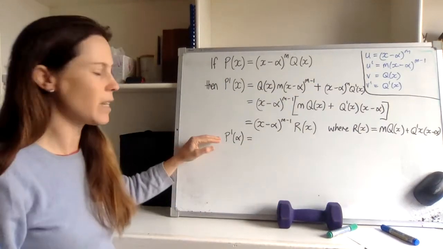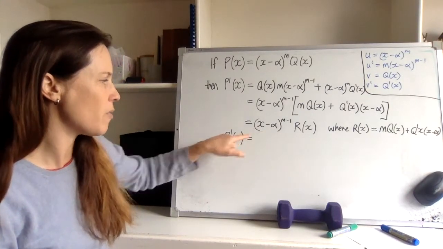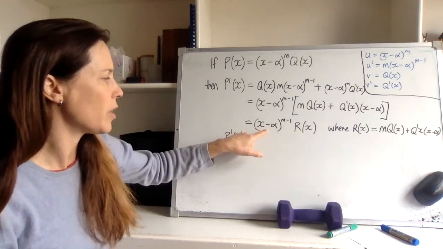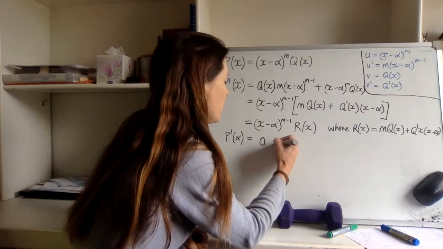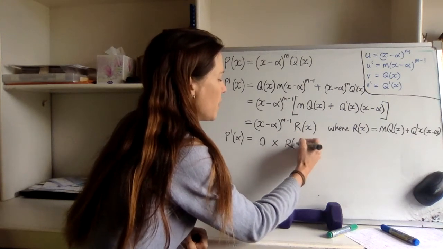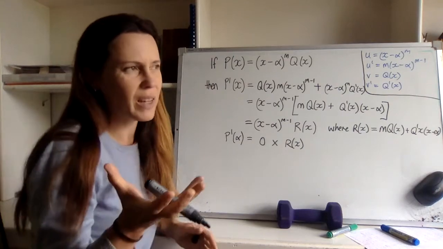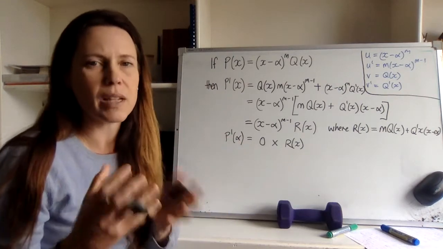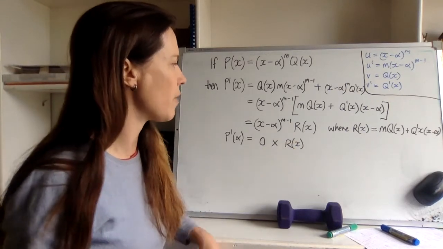Now let's come down to here and have a think about what will happen when we sub x equals alpha into this. Again, we're going to have 0 multiplied by something, but it's important to consider what that something will be. Because if it's also 0, then we've found a factor, but it doesn't have a partner. It sort of doesn't make sense. So let's consider what would happen if we found r of alpha.